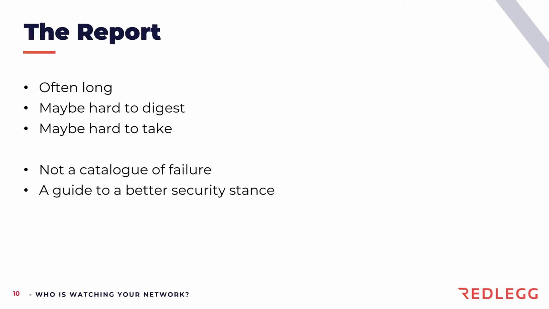So our reports are very often quite long and can be hard to digest and sometimes hard to take. Like I said earlier, never catalog a failure, but hard to digest meaning that it is a lot of information. And where do you really start when you have so many vulnerabilities and so many systems that are affected by those vulnerabilities? What is important? Which vulnerabilities can fall to the wayside, and which ones are quite important? And so we should use this as a guide to a better security posture, a better understanding of your own network, and ways to improve for the future.